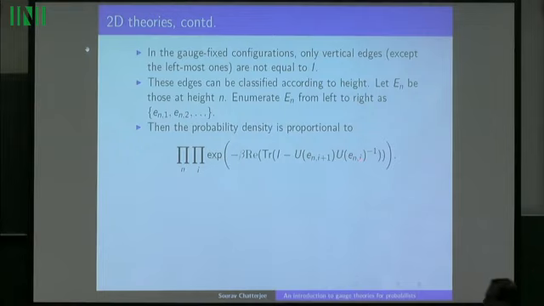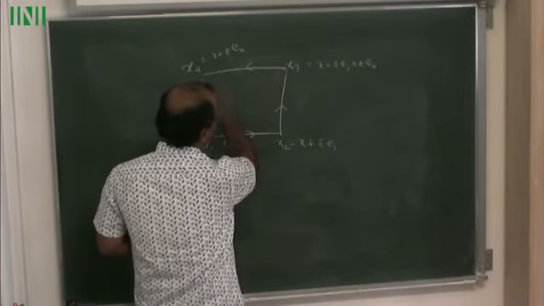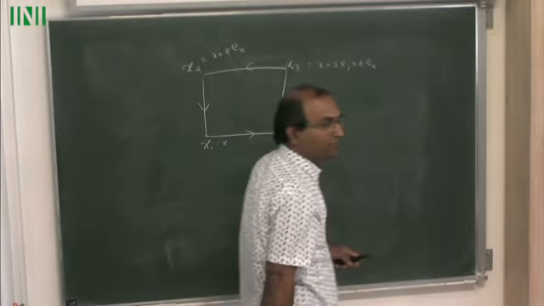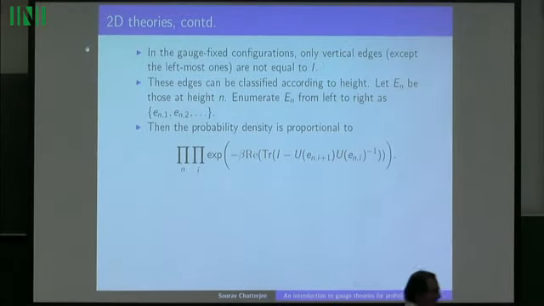And that's because, you see, when you have a plaquette like this, these are fixed to be identity. So when you take the plaquette variable, it's just this times this inverse, because these are identity. Okay. So even if you don't see this immediately, just take my word for it. This is the probability density, the joint density of this gauge fixed configuration, and this is very simple.